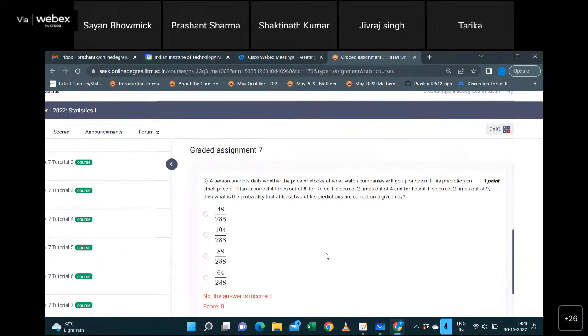So a person predicts. I will just give you a hint. I'm not going to do the whole calculation, but more or less the concept. A person predicts daily whether the price of stocks of wristwatch companies will go up or down. If his prediction on stock price of Titan is correct 4 times out of 8, what is the meaning of 4 times out of 8?